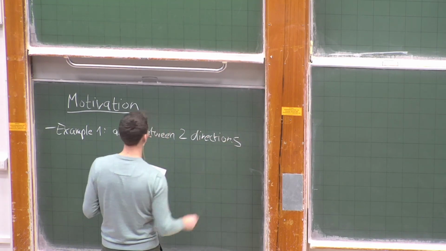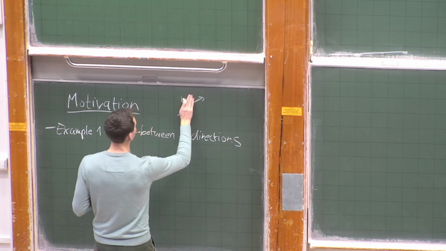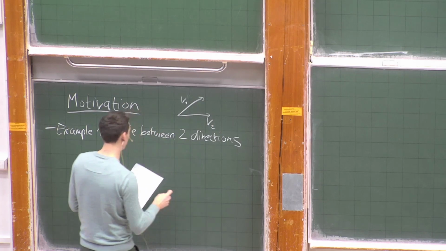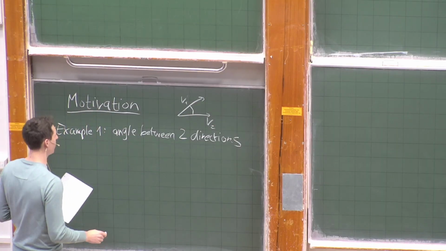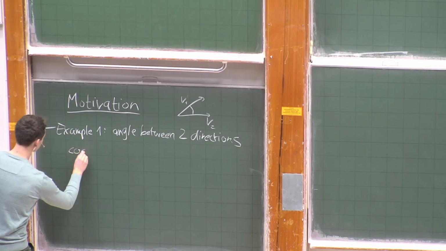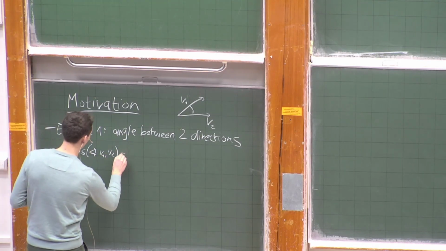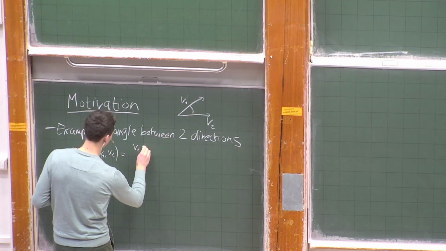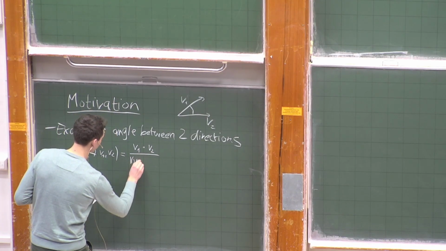The picture for this could look something like that. We have one vector which points in this direction, v1, and then we have another vector which points here, v2. And then the way how we would compute this angle here would be probably by using the following formula. We know that the cosine of the angle between these two directions is given by the dot product of the normalized vectors. So that would be v1 dot product with v2 and then divided by the norms of the respective vectors.